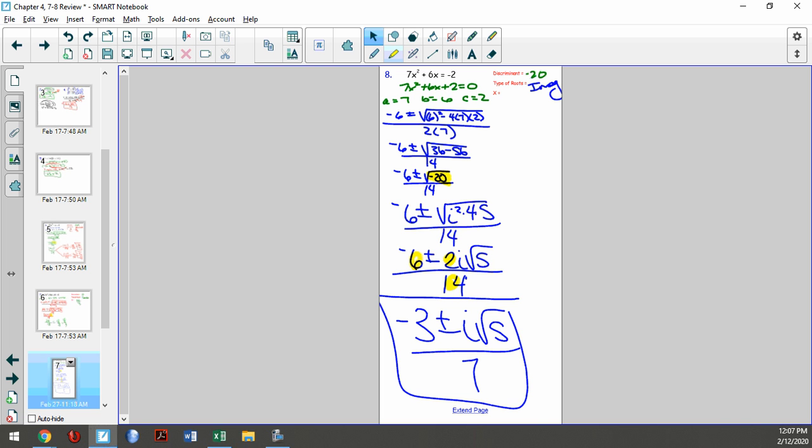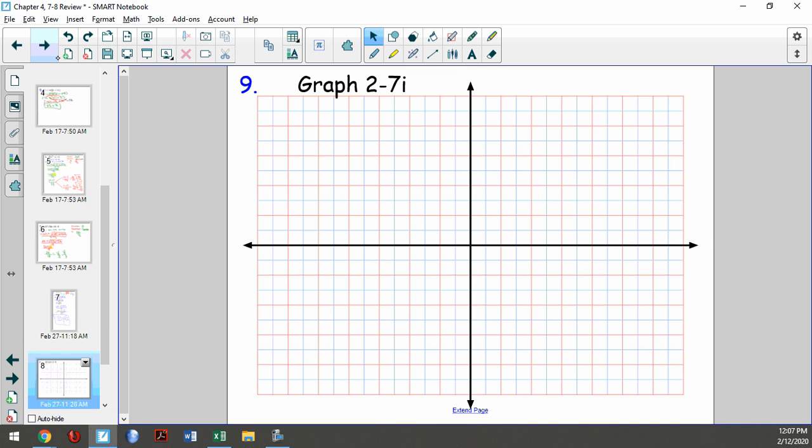Here's the last concept. How do I graph 2 minus 7i? Directions. Right 2, down 7. 2, 4, 6, 7. Boom. 2 minus 7i. Do we understand that?